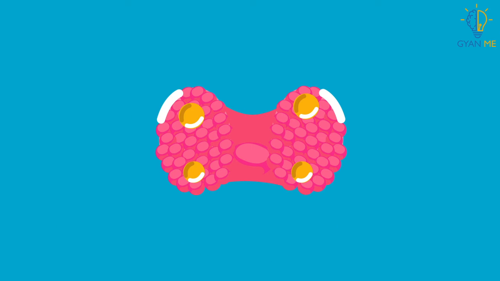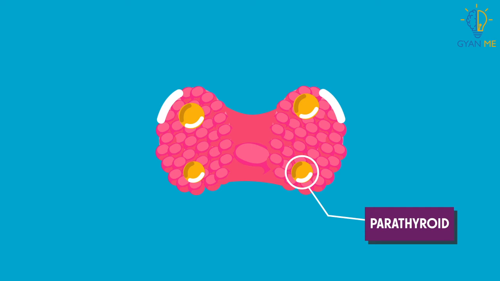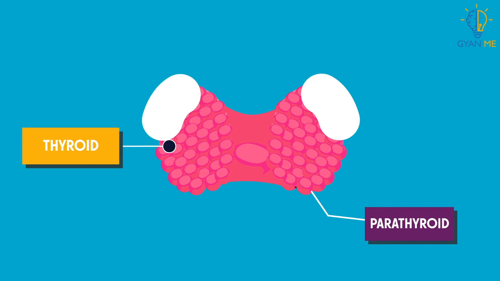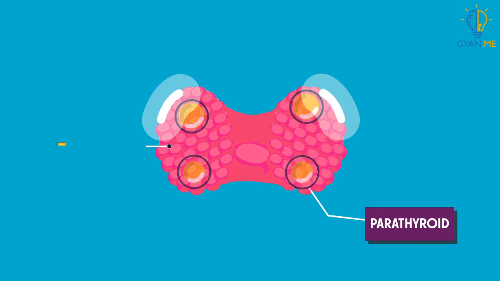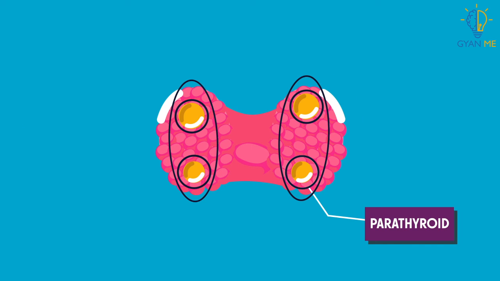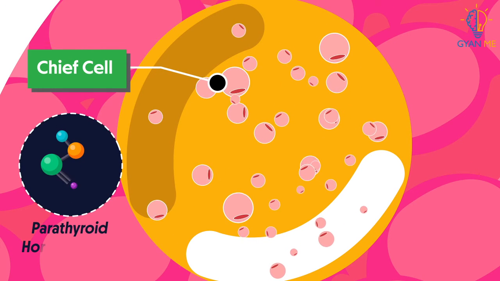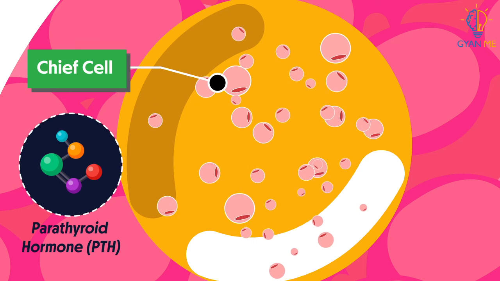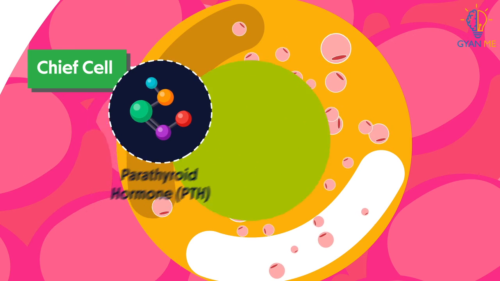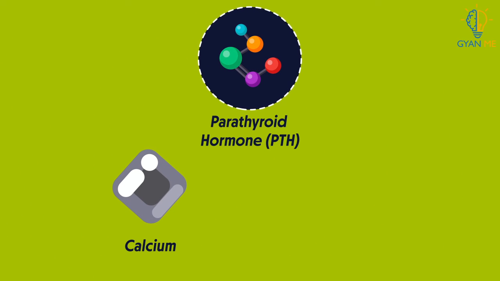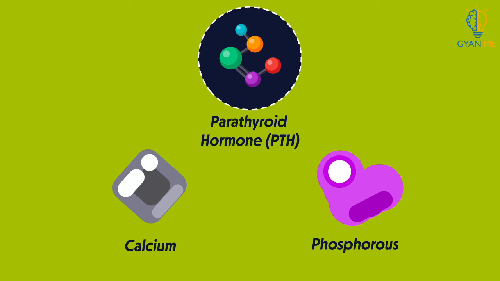Students, now let us see the other gland, that is parathyroid gland, in detail and its hormone. The parathyroid gland consists of 4 small oval bodies located at the back of the thyroid gland, 2 behind each lobe of the thyroid gland. The chief cells of the glands produce the hormone called parathyroid, also known as parathyroid hormone. Parathyroid hormone regulates calcium and phosphorus metabolism in the body.